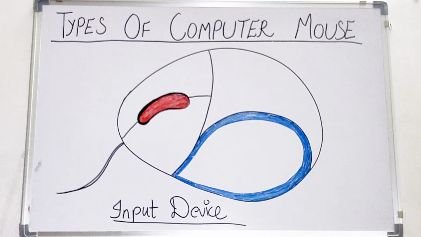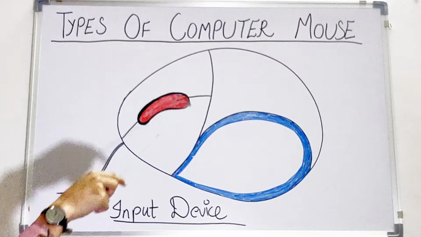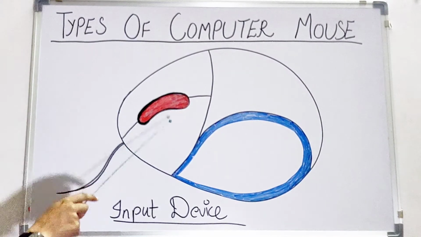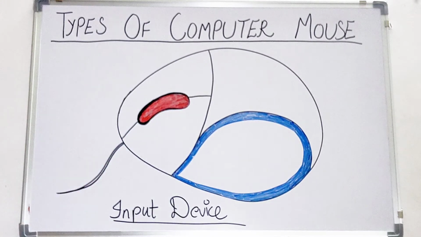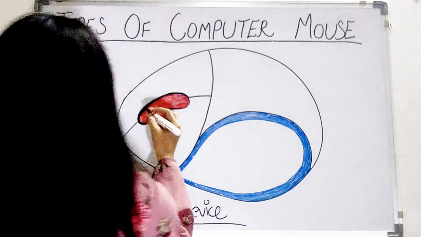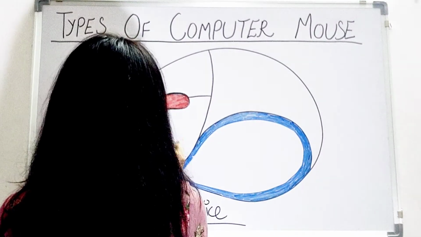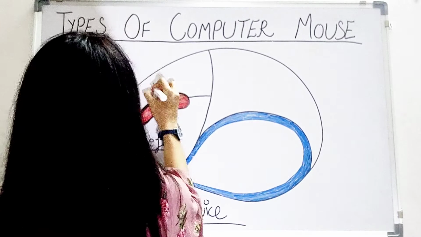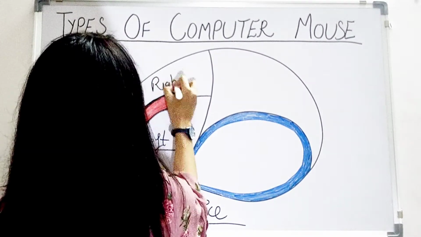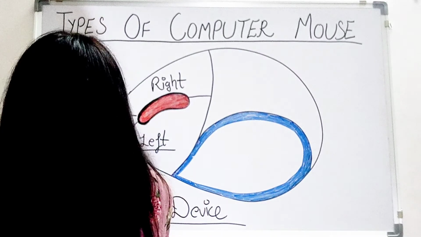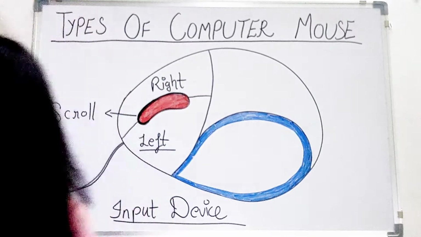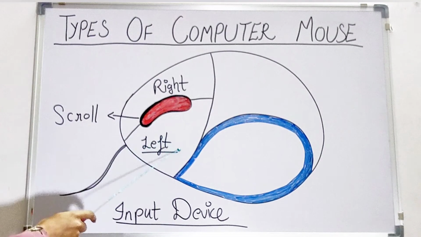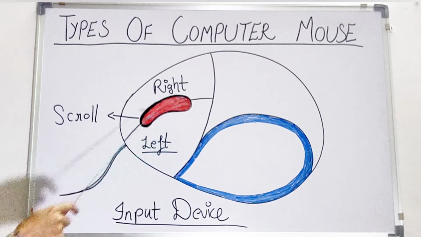Now let's talk about the parts of a computer mouse. The computer mouse has mainly three parts, or you can say three buttons. That is the left button, right button and the scroll button. Let me just write their names. Left button, right button and scroll button.